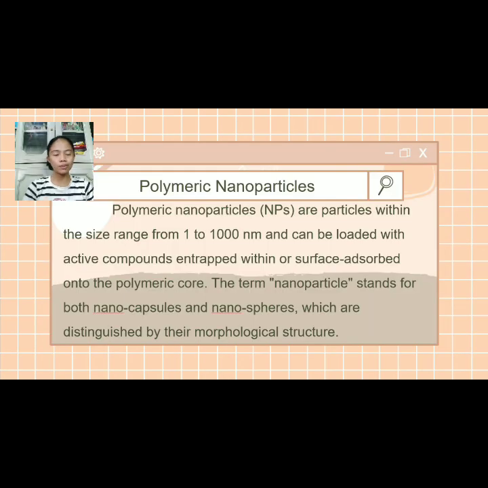But first, let us define what polymeric nanoparticles are. Polymeric nanoparticles are particles within the size range from 1 to 1000 nanometers and can be loaded with active compounds, dissolved within or surface adsorbed onto the polymeric one. The term nanoparticle stands for both nanocapsules and nanospheres, which are distinguished by their morphological structure.